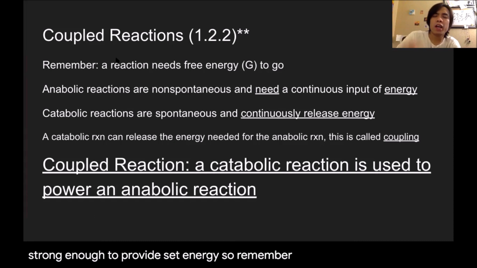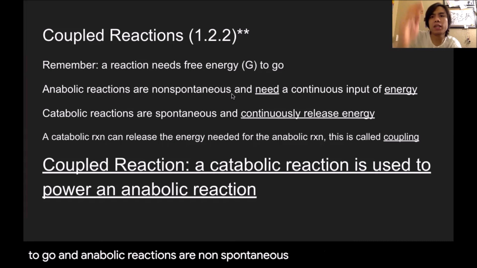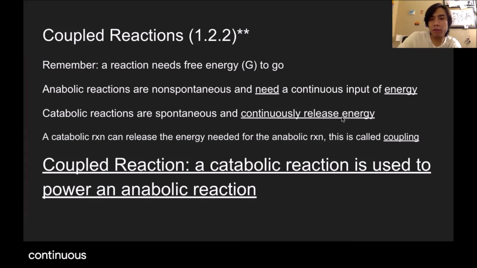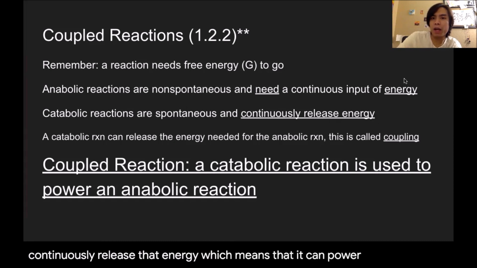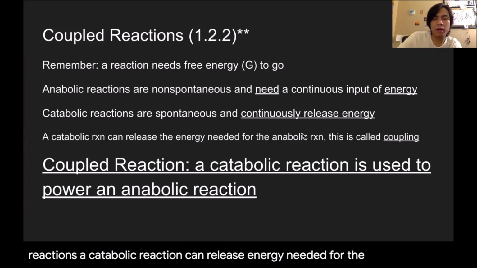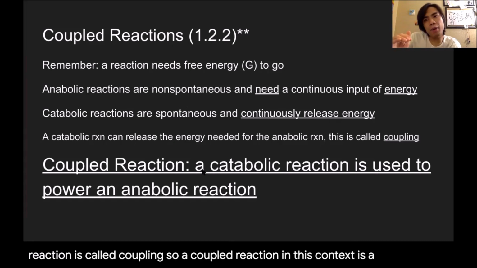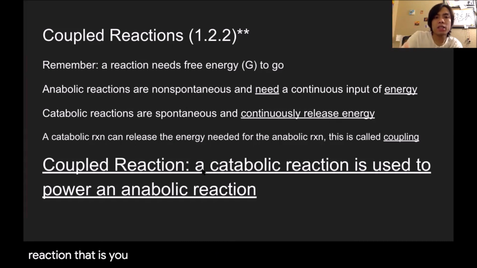So remember, the reaction needs free energy to go. Anabolic reactions are non-spontaneous and they need a continuous input of energy, whereas catabolic reactions are spontaneous and they continuously release that energy, which means that they can power anabolic reactions. A catabolic reaction can release the energy needed for the anabolic reaction. This is called coupling. So a coupled reaction in this context is a catabolic reaction that is used to power an anabolic reaction.